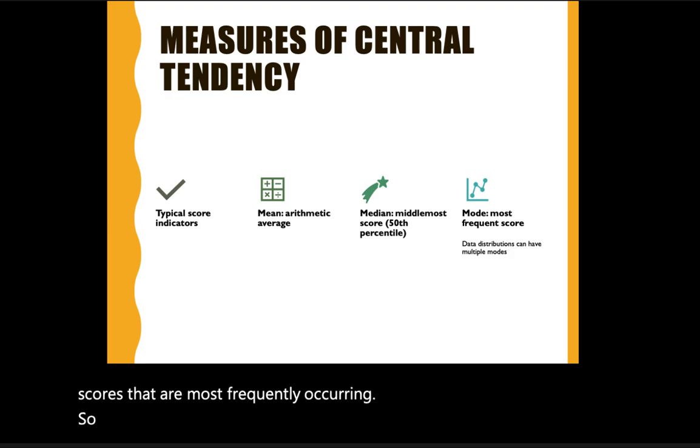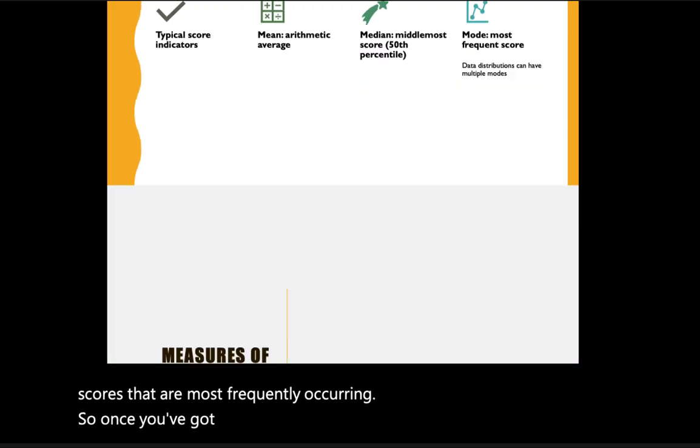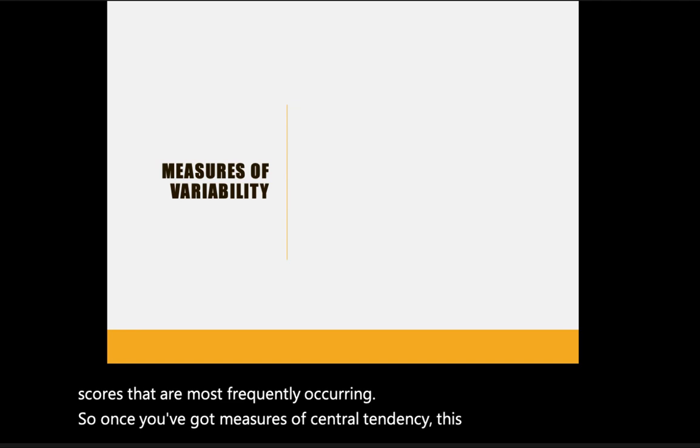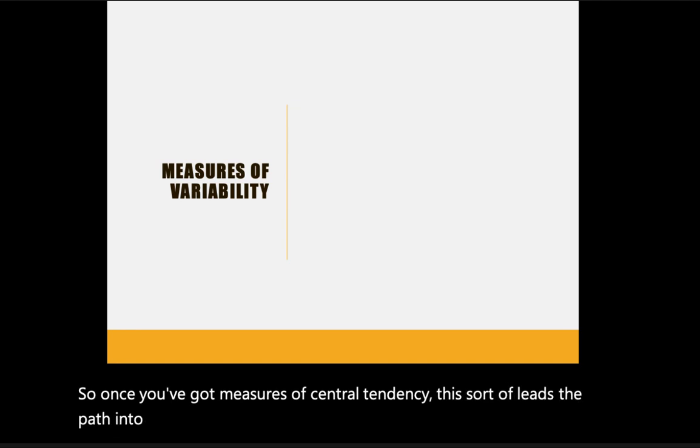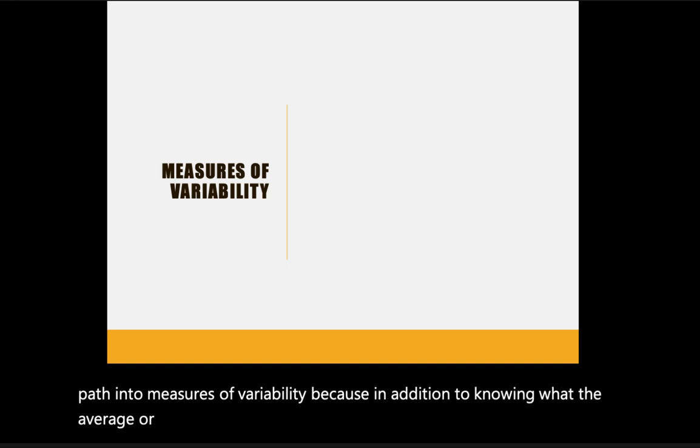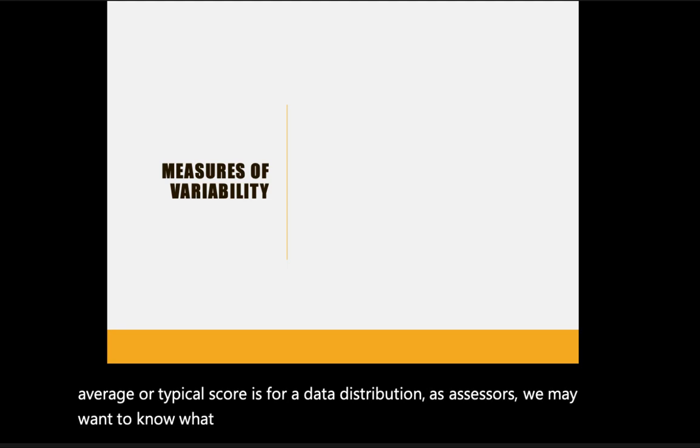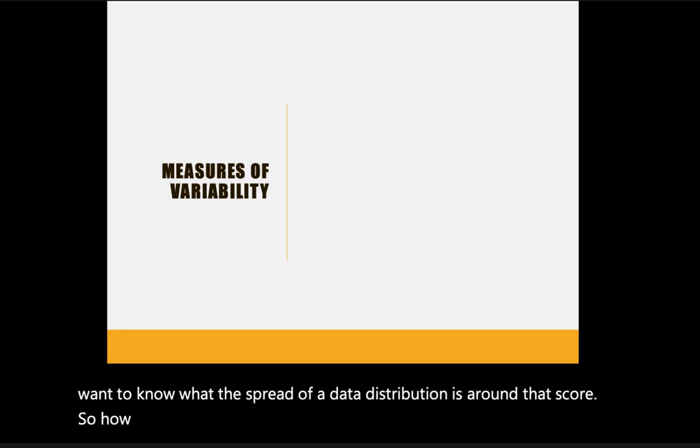So once you've got measures of central tendency, this leads the path into measures of variability. Because in addition to knowing what the average or typical score is for a data distribution, as assessors, we may want to know what the spread of a data distribution is around that score. So how close or how far apart scores are from one another on average.